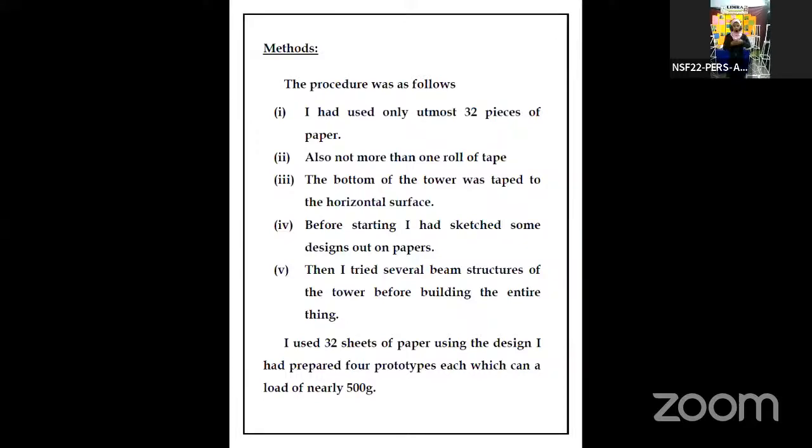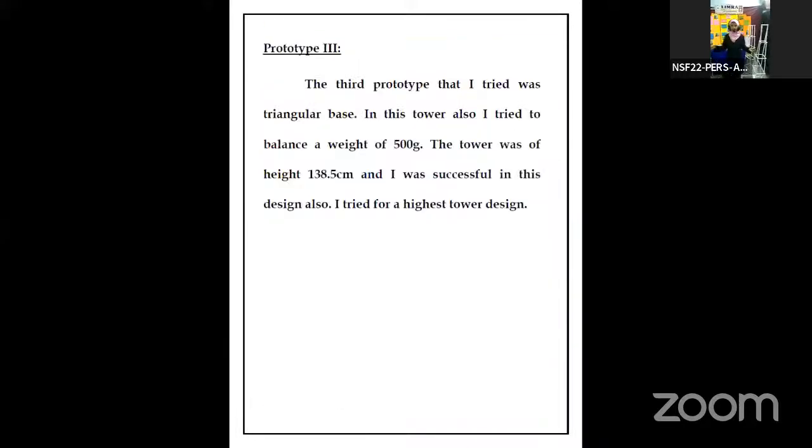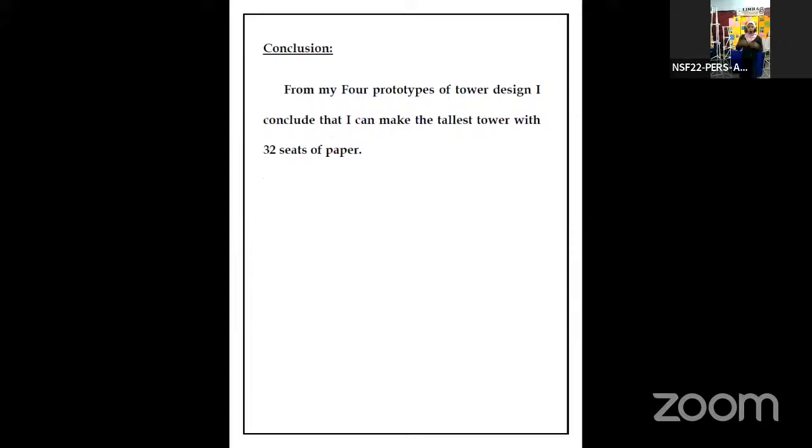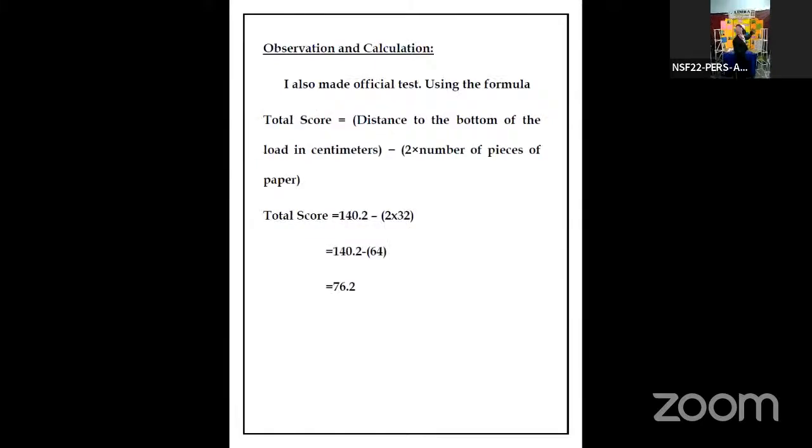Observation. Then I completed construction of the tower and tested its stability. An official test was also conducted by placing a water bottle for the stability. I started a stopwatch. After 1 minute had elapsed, I used a tape to measure the distance from the supporting surface to the bottom of the bottle. Then I made the calculation using the formula. Total score is equal to distance to the bottom of the load in centimeter minus 2 into number of pieces of paper.